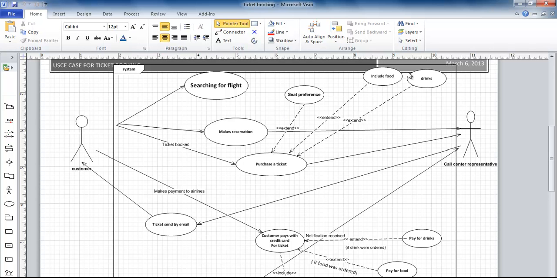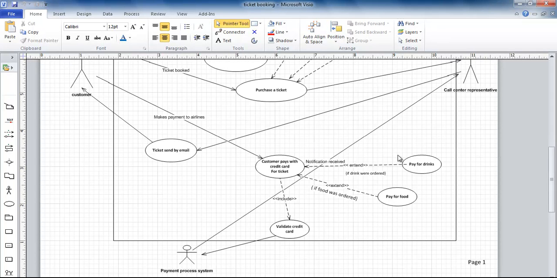But there are another two extends that are known as include food, include drink. When he is purchasing the ticket, they may ask whether you want to have the food, whether you want to have the drink. If he says yes, that is extended into the purchase of the ticket, and then when he makes the payment, he has to pay for the drinks. If drinks were ordered, then he makes the payment.